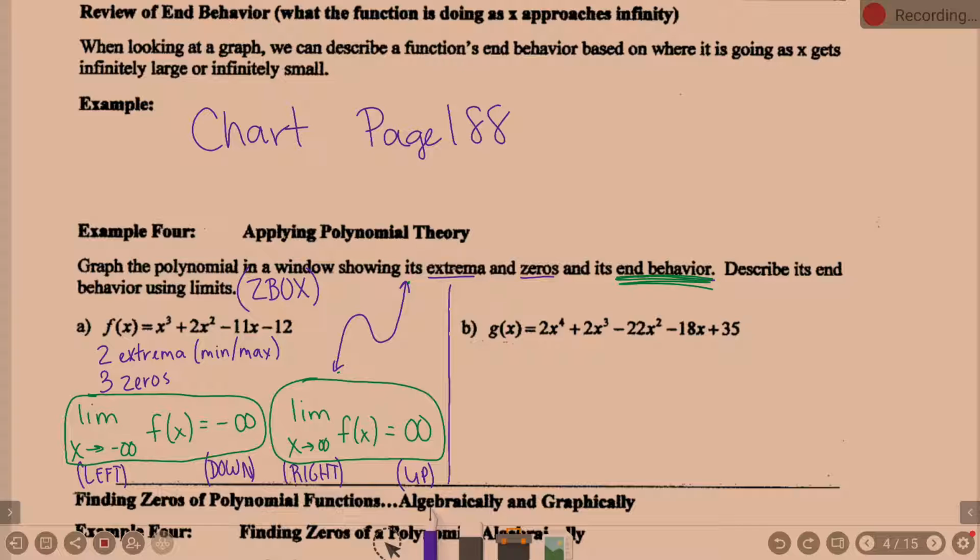Questions before we try B? Okay, try B. Oh, yes. When it's showing its extrema and zeros, we're just saying how many there are. Well, we graphed it in a window showing its extrema and zeros. We were just kind of talking about it. In all honesty, it said describe its end behavior using limits. That was the key part of this. I was just trying to apply what we talked about at the bottom of the previous page.